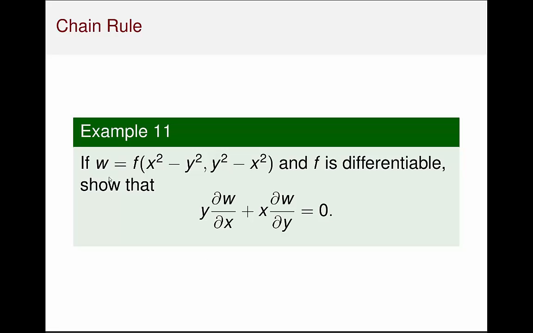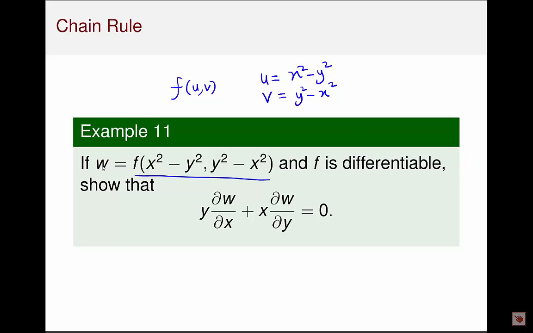In this example, we are given the equation w equals some function f of x squared minus y squared and y squared minus x squared, where this function f is assumed to be a differentiable function, so that we can apply the chain rule. Perhaps what looks a bit strange is the way we write the function in this example. Actually, this is a lazy way of writing f of (u, v), where u represents the expression x squared minus y squared and v equals y squared minus x squared.